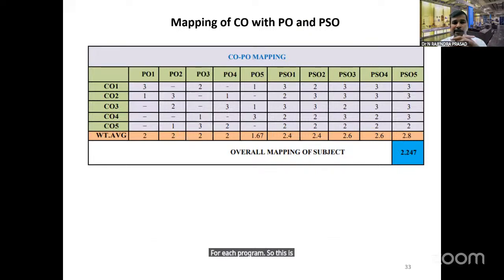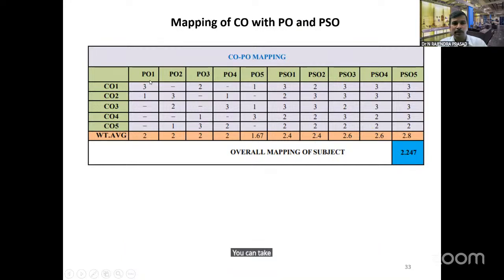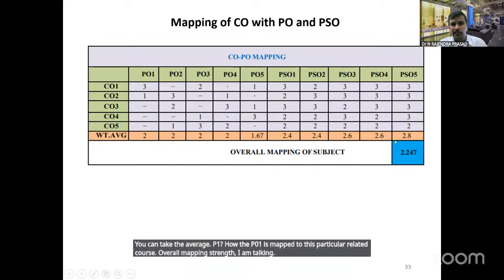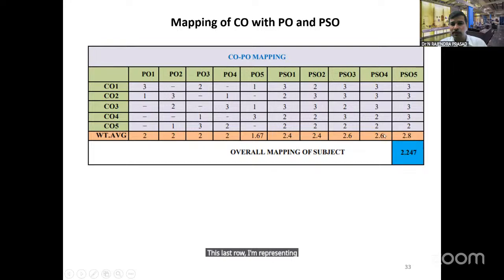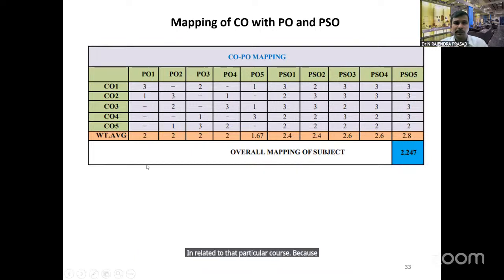So this is the overall cumulative table. You can see it shows the mapping between CO and PO, where CO1 is mapped to PO1 with the level high. Similarly, CO5 is mapped with PSO1 with level 2, that is medium. You can take the average of PO1, how PO1 is mapped to this particular course. Overall mapping strength I am talking about. This last row I am representing here is indicating the overall mapping strength of POs in relation to that particular course, because these COs are for a particular course.